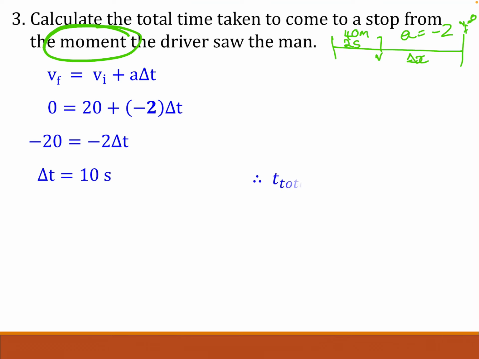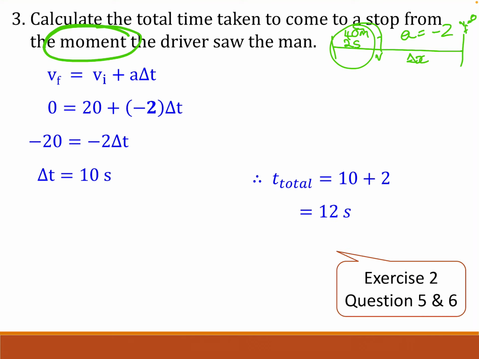t is 10 seconds. So my total time is the 2 seconds it took to do the 40 meters and 10 seconds for the last part. So it's 12 seconds. Just need to think this through. You need to do some extra calculations. But hopefully you can now do equations of motion.